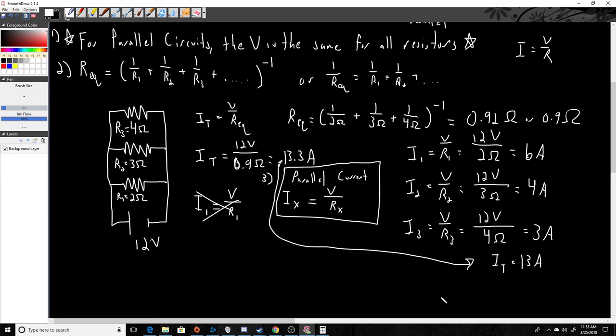But yeah, so parallel circuits, they're still pretty easy. Everything's still boiling down to I equals V over R. But in this case, solving for your equivalent resistance gets to be a little bit tougher just because we're working with the inverse of it. But that's parallel circuits. That should be enough to get you guys started. Good luck.